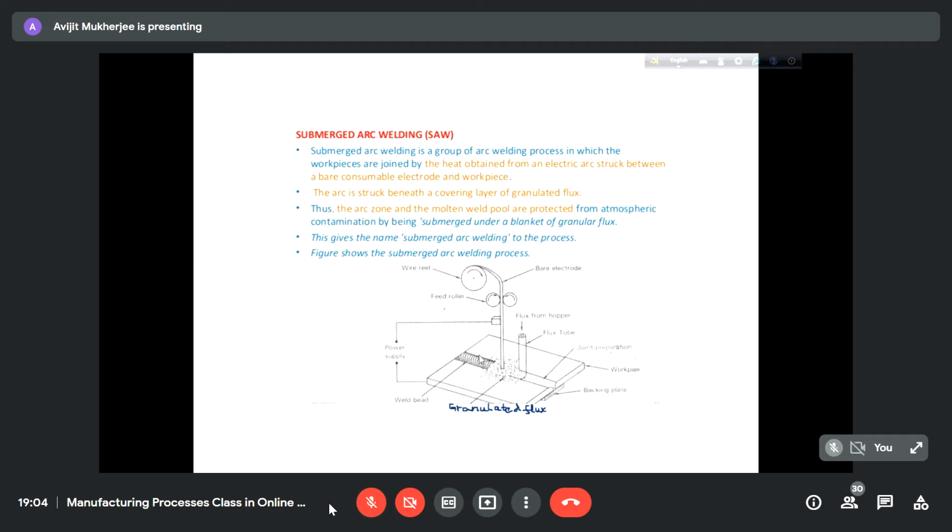And as the welding continues completely under this blanket, this is known as submerged arc welding, under a blanket of granular flux. And this is also protected from atmospheric contamination, not by a gaseous shield, but by the blanket of granular flux. We also have in our workshop a submerged arc welding setup in the machine shop.